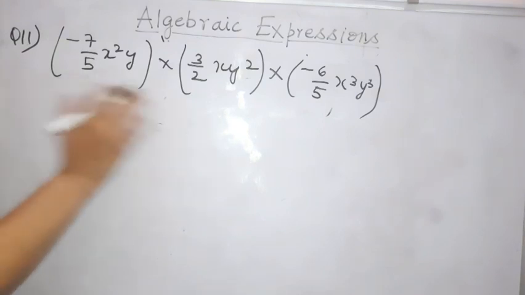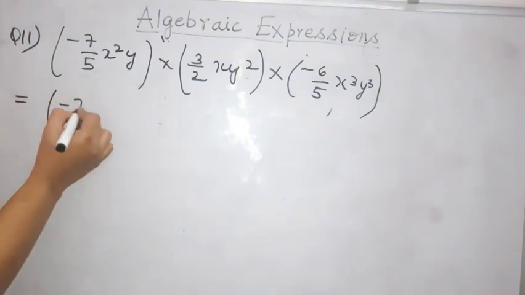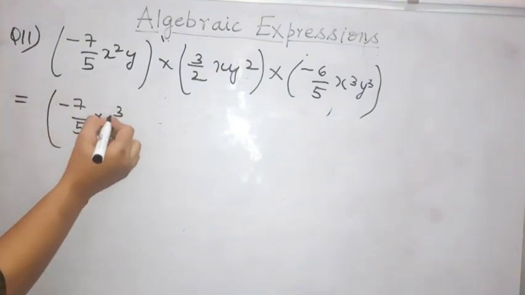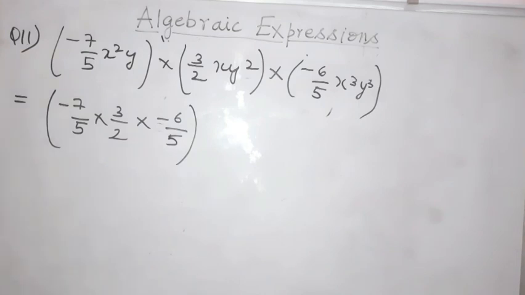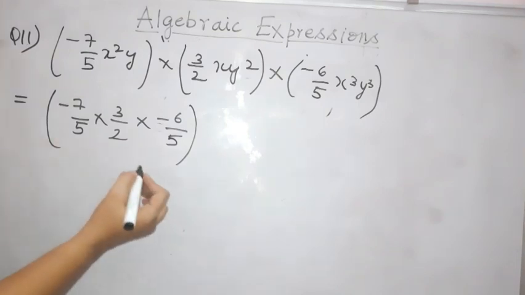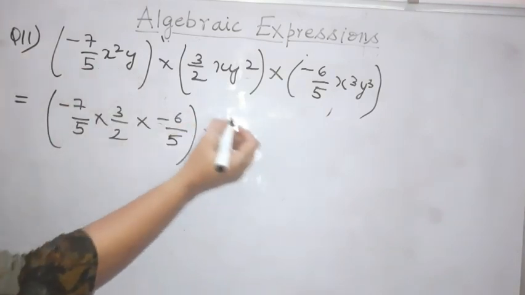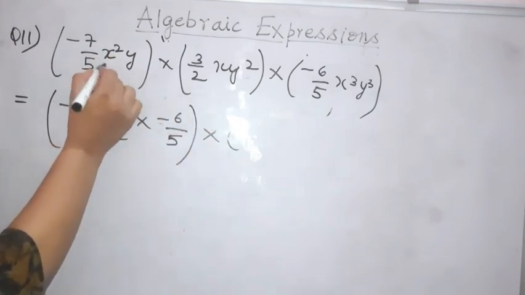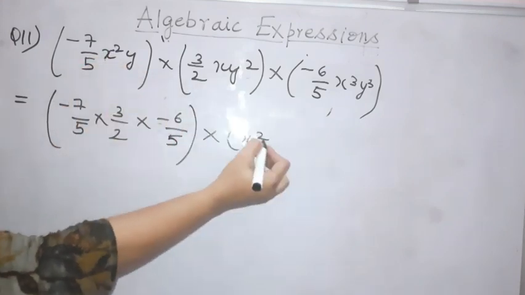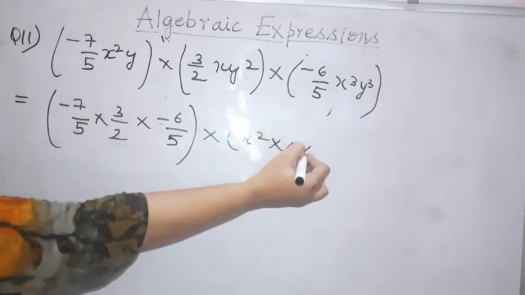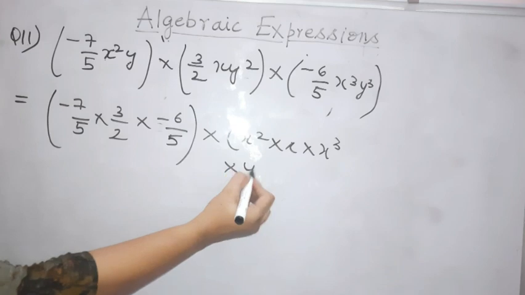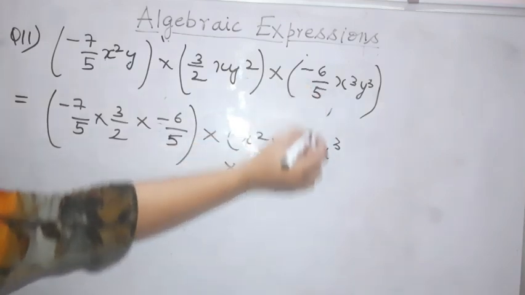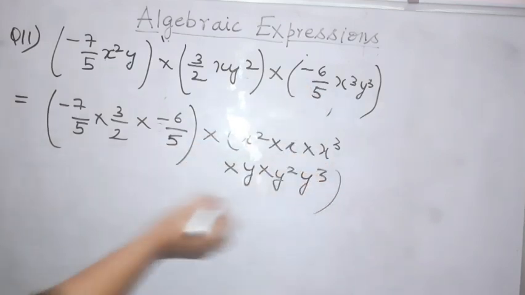Now, as per the rule, all the coefficients of the algebraic expressions will be multiplied separately, and we have to check whether they can be reduced or not. Okay students? And all the literal factors will be multiplied separately. So one by one, the first has x square, the second has only x, and the third has x cube. Coming to the first again, it has y, the second has y square, the third has y cube.